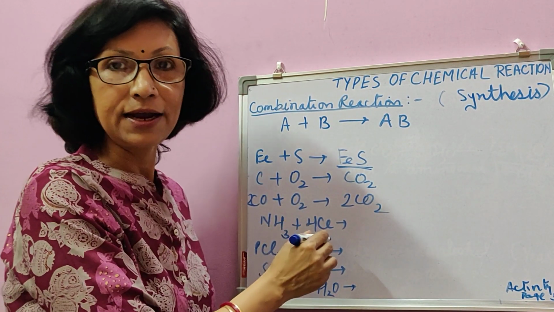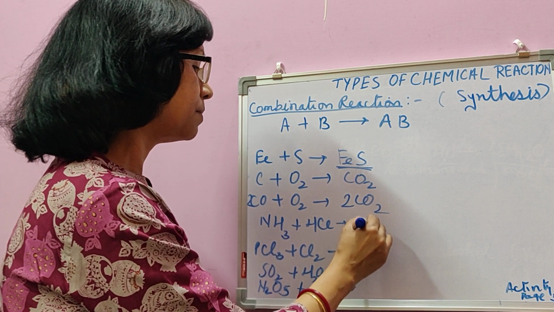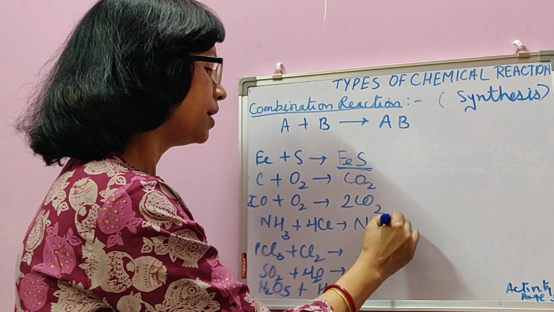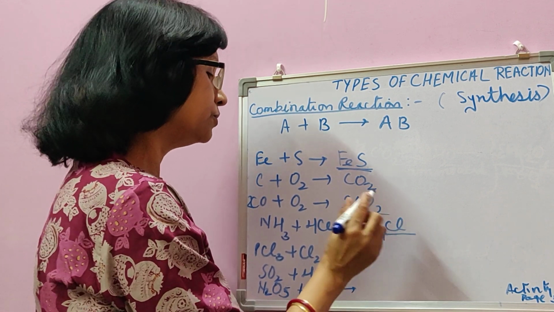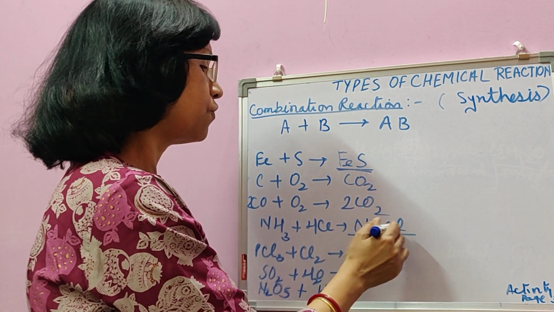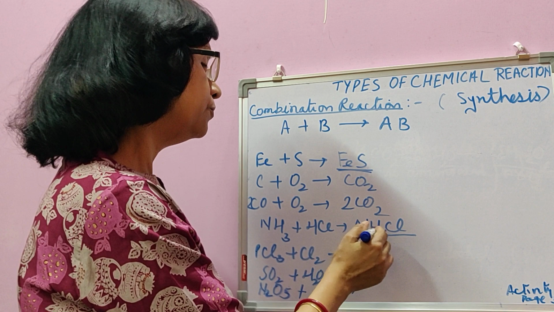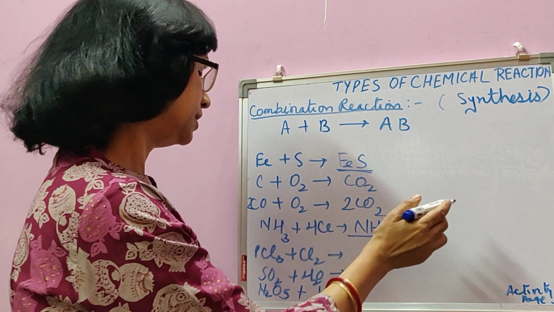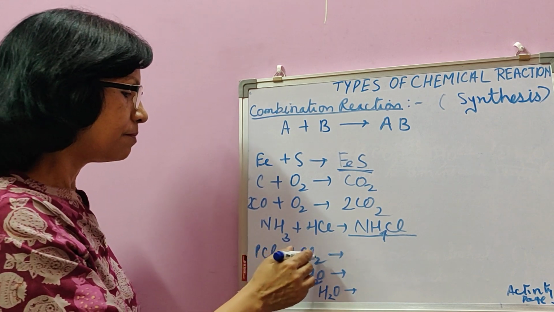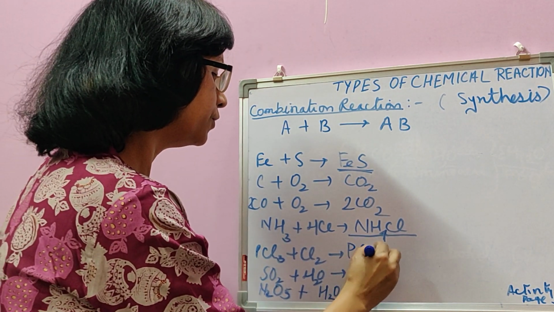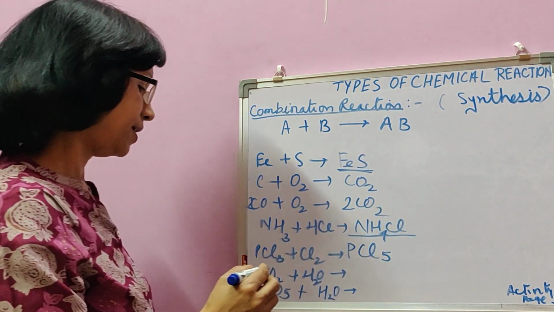Ammonia, a gas, and hydrogen chloride, a gas, both of them combine to form another substance. When formed at high temperature, it is also in gaseous form and forms white fumes. We do an experiment of this as well, we'll study later. Phosphorus trichloride, PCl3, combines with chlorine to form phosphorus pentachloride, PCl5.